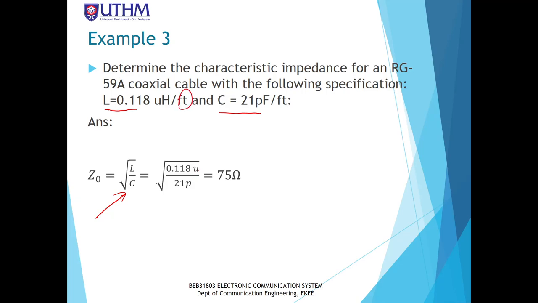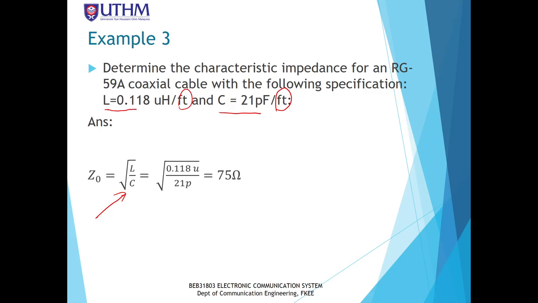Here it is using feet per unit length, so it doesn't matter. Normally we use per meter, per unit meter. Here they use feet per unit feet. In this case, if you use per unit feet, that means all lengths must be in terms of per unit feet. So no problem. If we substitute with meter, it will produce the same answer. It is just a different ratio.